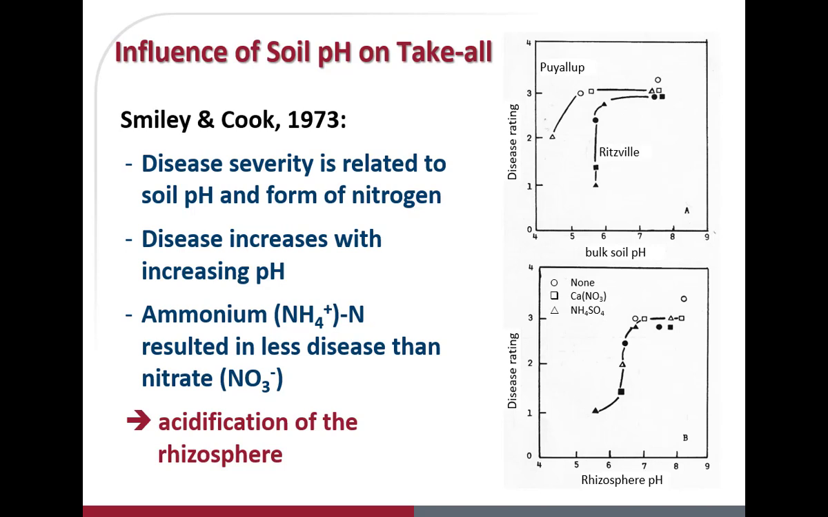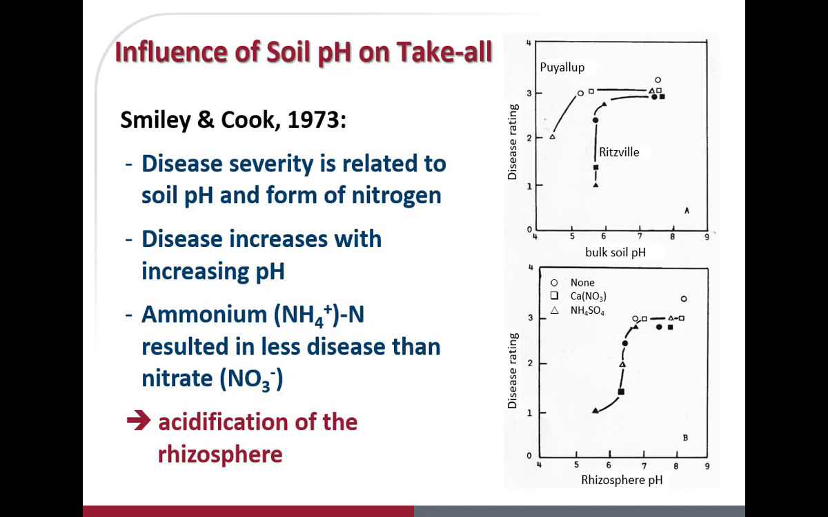This disease, again, this goes back to Dick Smiley when he was a student with Jim Cook back in the 70s. They looked at the incidence of take-all and soil pH, and they found that severity was related to pH and form of nitrogen. The disease increases with increasing pH, and this is what we've known about take-all for a long time. The application of ammonium-based nitrogen resulted in less disease than the nitrate form of nitrogen.